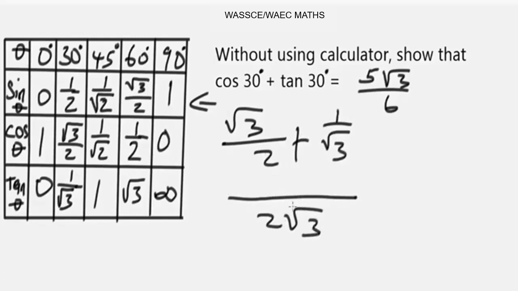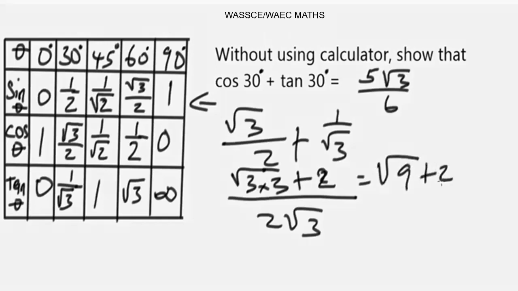Now 2 root 3 divided by 2 gives us root 3, so root 3 times root 3, we're going to have root 3 times 3. Plus root 3 into 2 root 3 will give us 2, 2 times 1 is 2. Now this gives us root 3 times 3, that's root 9, plus 2, over 2 root 3.